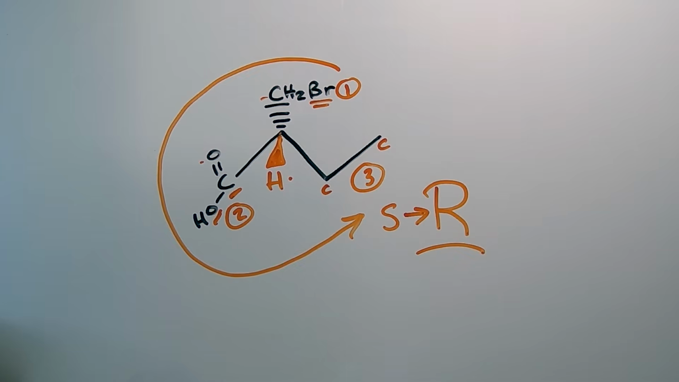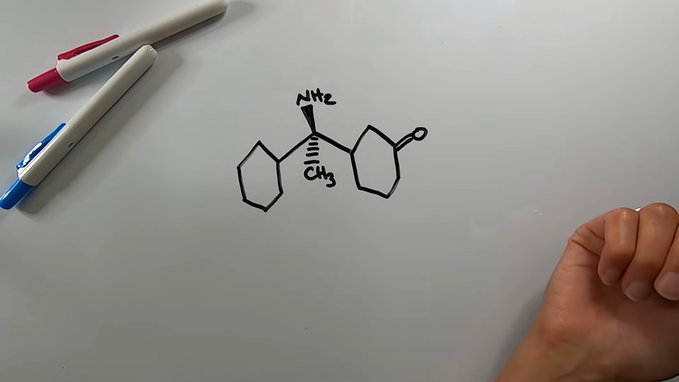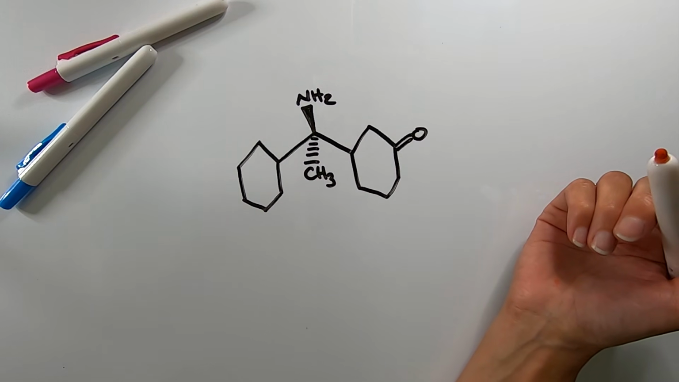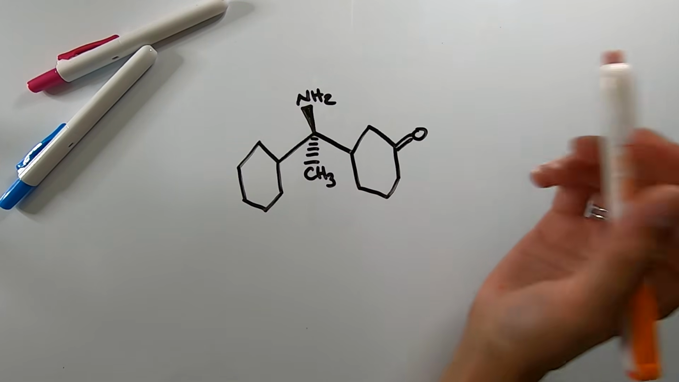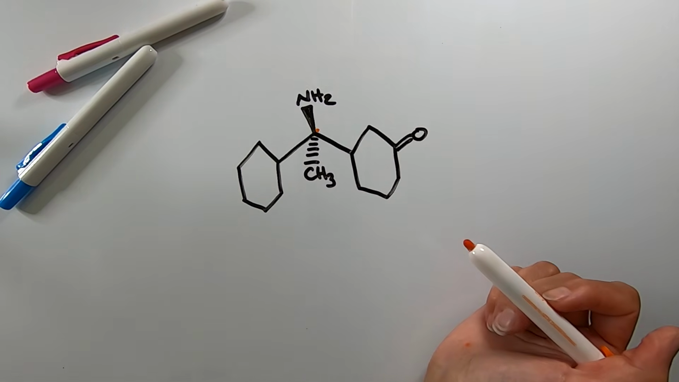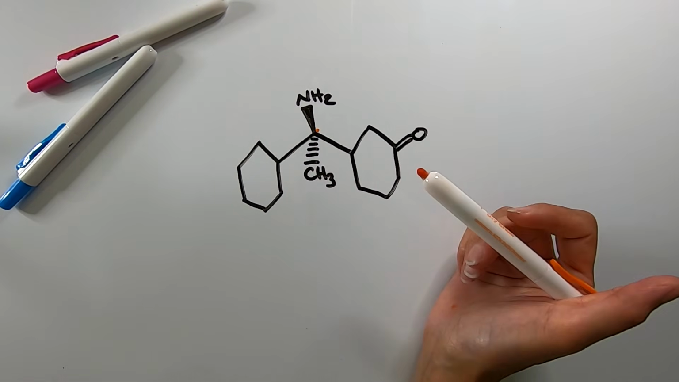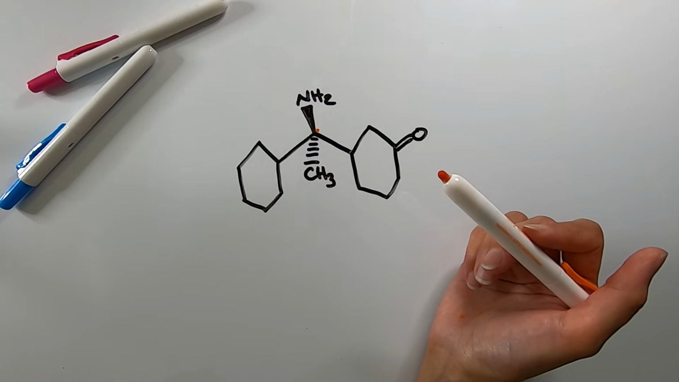This is an R chiral compound. So how about this fancy little molecule? Even though it looks more complex, we're going to do it just the same way as we did in the previous two examples. First thing we're going to do is identify our chiral carbon, which is right here in the center. And we're going to determine the priority of each of the 4 bonds that we have, 4 single bonds, 4 different substituents. So I'll do it the same way as I did before.